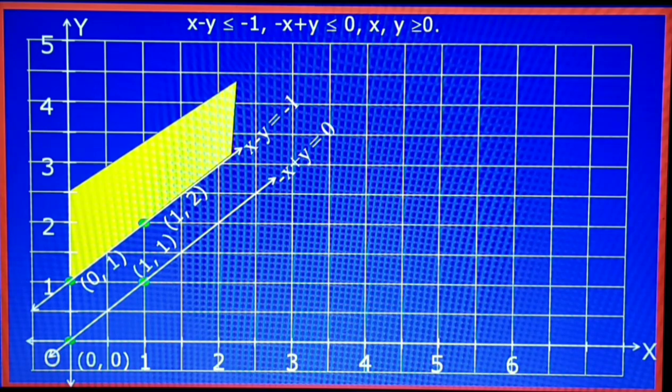Now let us take a point with coordinates 1, 0 in the second inequality. Minus 1 is less than 0, which is true. Therefore, we are supposed to shade below the line minus x plus y is equal to 0.